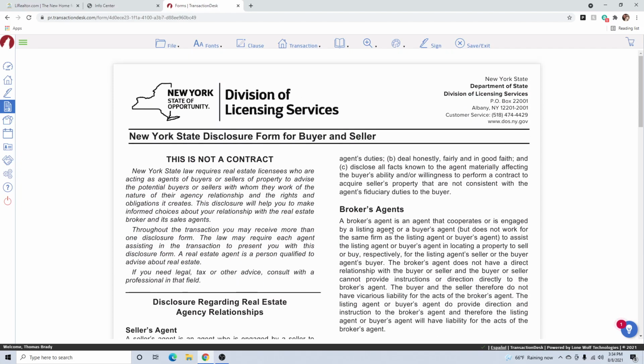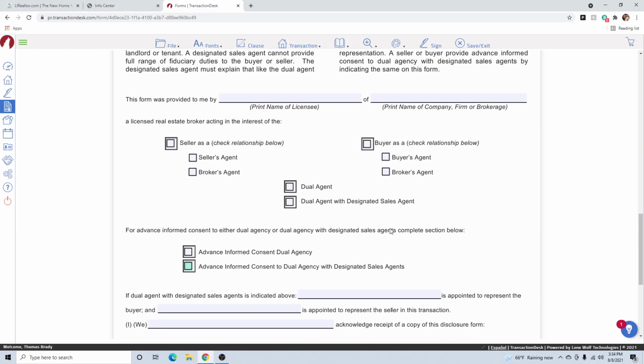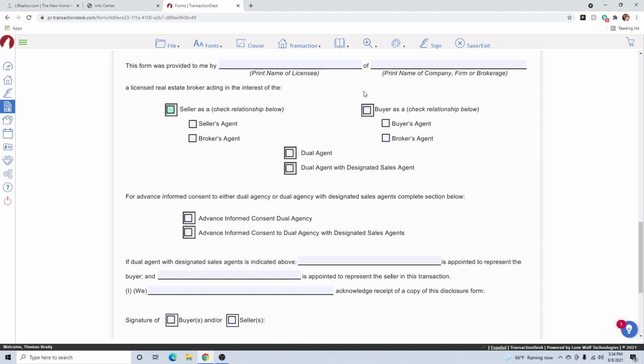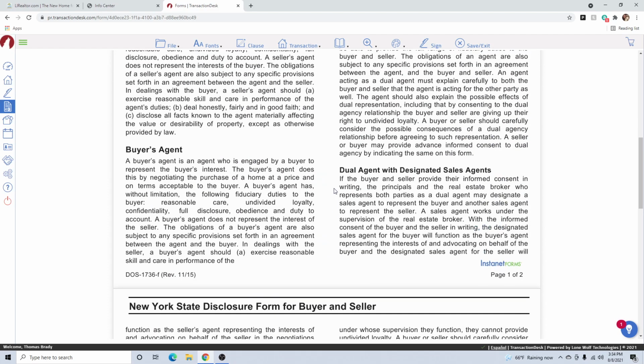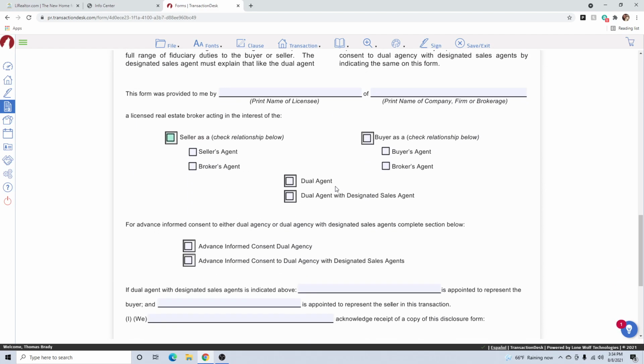You're going to give this to every person you have substantive contact with, along with the fair housing disclosure. If you have a buyer and you're a buyer's agent, you can check buyer, buyer's agent. If you're a broker's agent, you would check that one. If you have a listing, seller, seller's agent. We went into the dual agency, but basically you'll mainly be dealing with the buyer and the seller. I hope this isn't too confusing. It can get a little confusing with the dual agency, but just remember you need this.